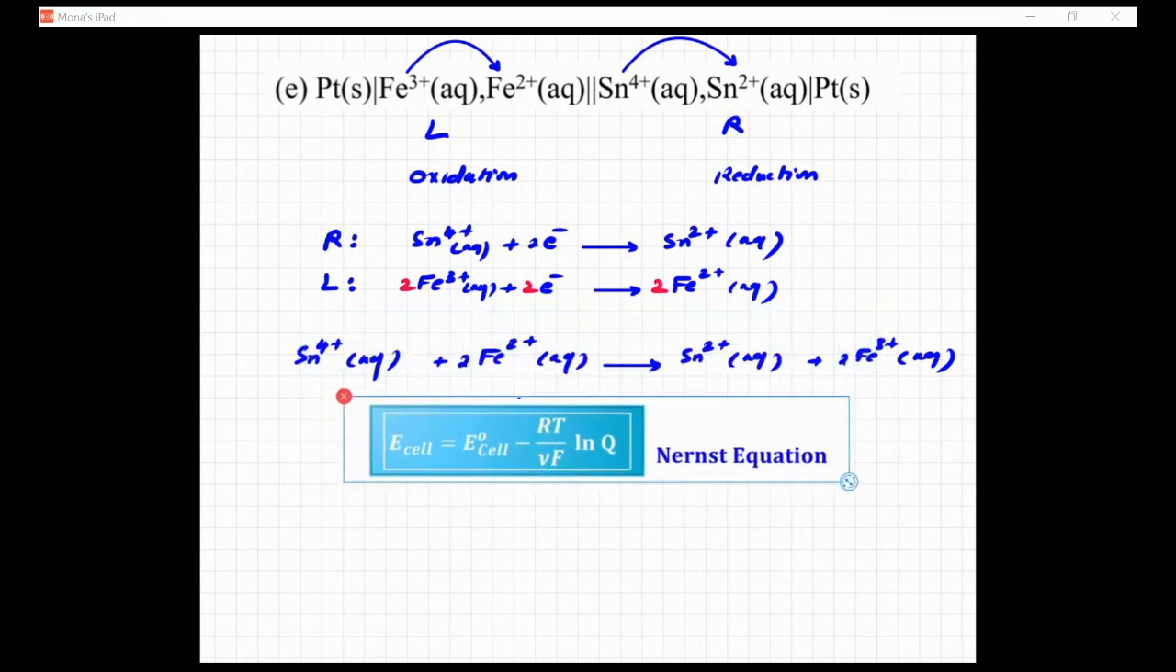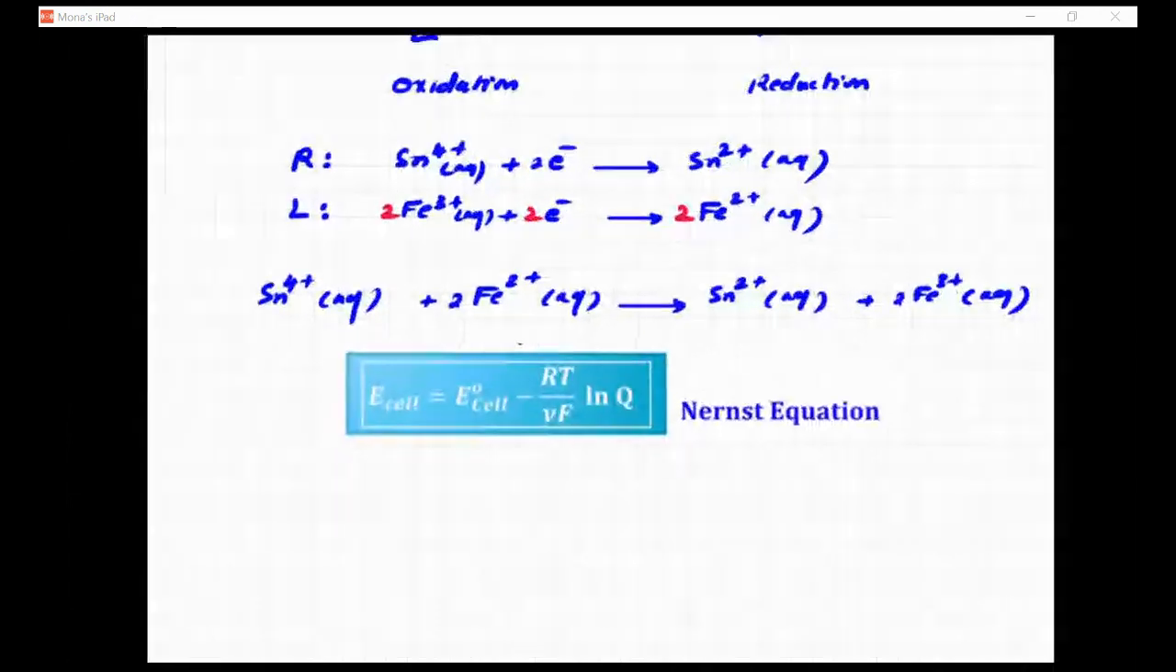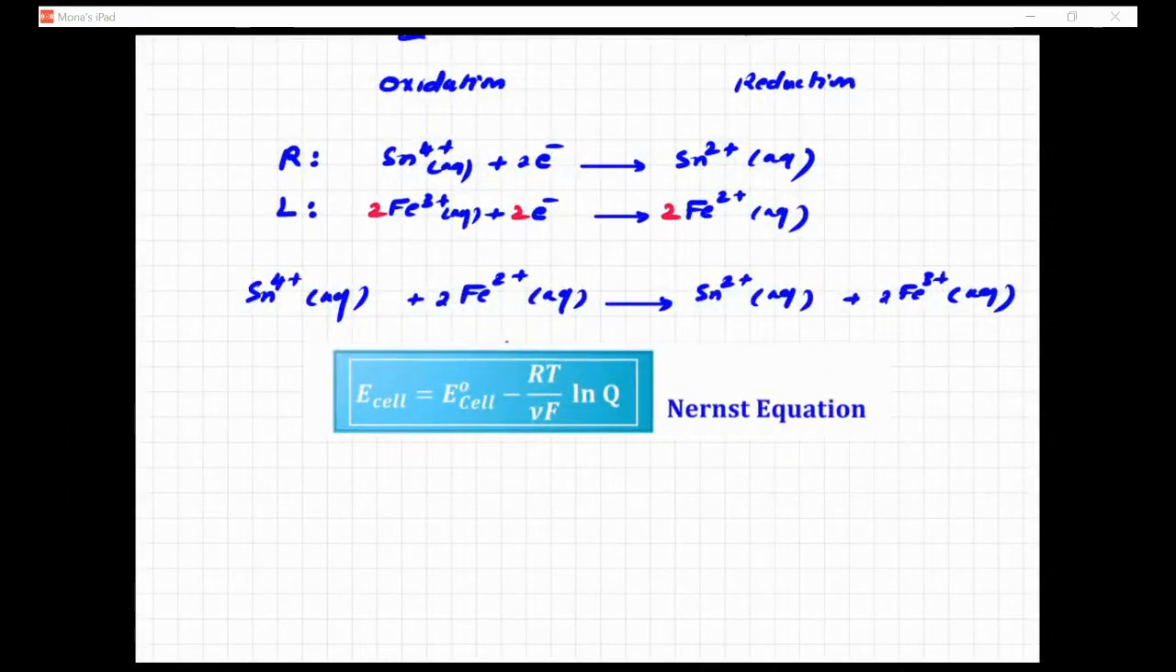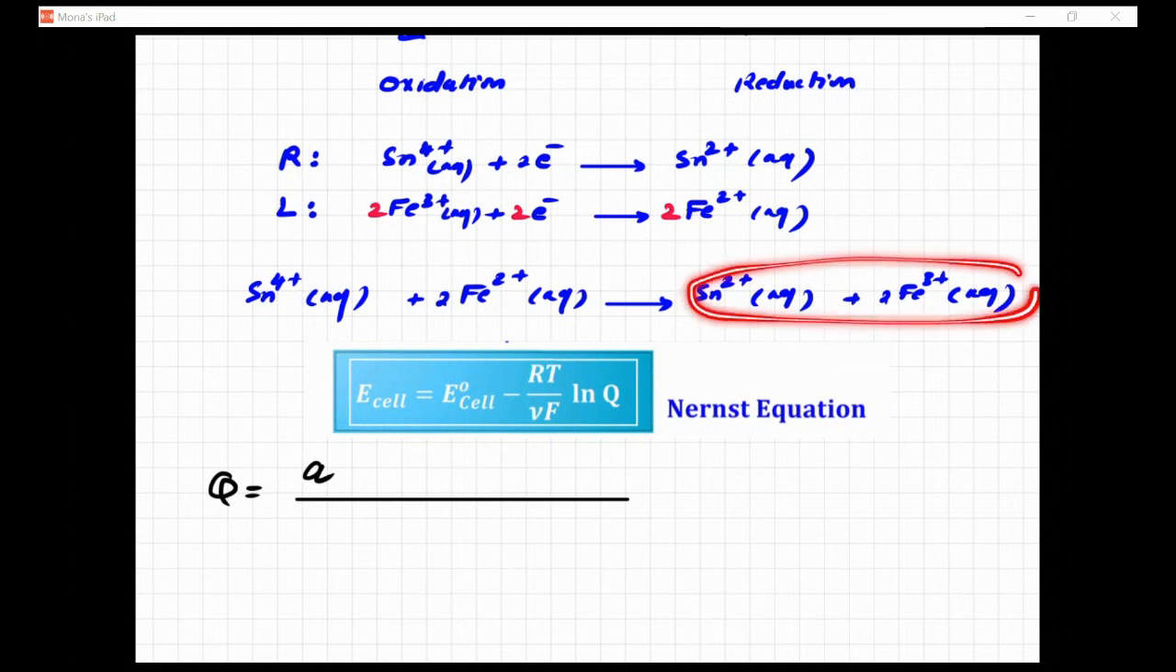Now we need, of course, to write the quotient. The quotient should be written based on the overall reaction. So that should be our quotient here, quotient equal to what? I will need to write the activity quotient in terms of activities. Here I'm looking at this side: products over reactants. So first the products, and then the reactants.